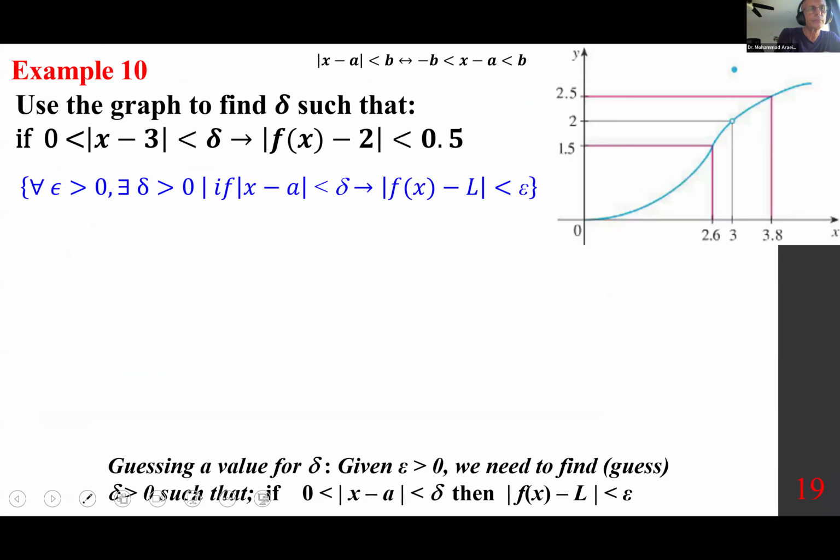Now, use the graph to find delta such that if the absolute value of x minus 3 is between 0 and delta, the absolute value of f of x minus 2 is less than 0.5.